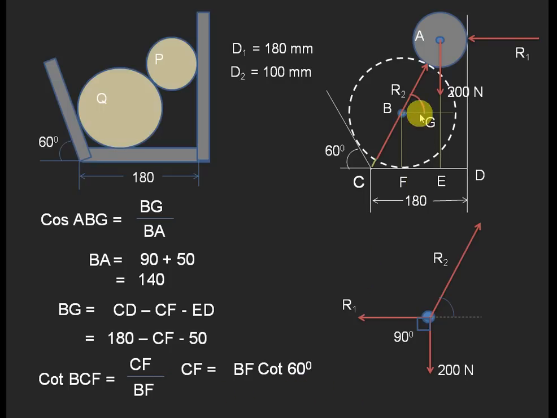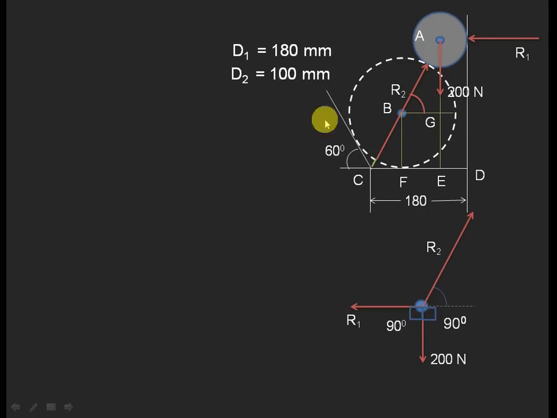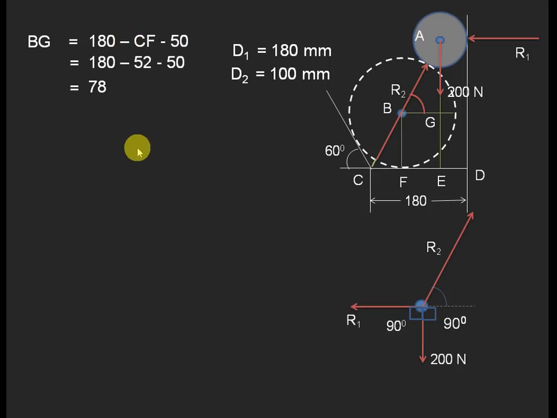So what is BF again? If you carefully observe the diagram, BF is equal to the radius of the larger sphere. That is, 180 is the diameter, so the radius will be 90. So 90 cot 60 will give you the distance CF as 52. Now substitute this 52 in the BG equation, then we can find out the BG value. So next, BG is equal to 180 minus CF minus 50. This CF we got as 52, so substitute here. Automatically we will get the BG distance as 78.